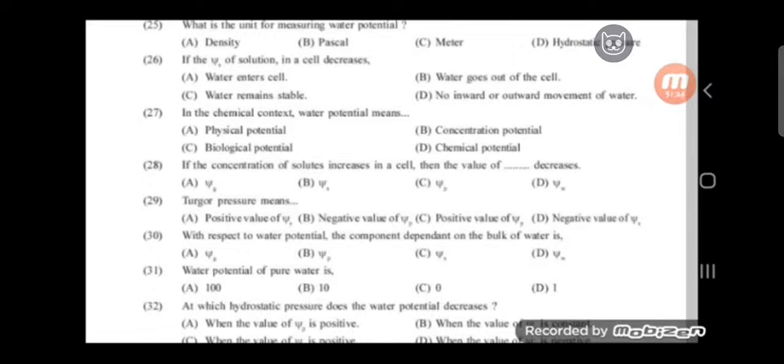Okay, so now let us come to question number 28. Here they have asked: if the concentration of solutes increases in a cell, then the value of dash decreases. Does the value of water potential G decrease, water potential S, water potential P, or W? Which one decreases? As you know, the water potential symbol is Ψ. So which one decreases? They have asked this in the question, so you have to tell the answer.